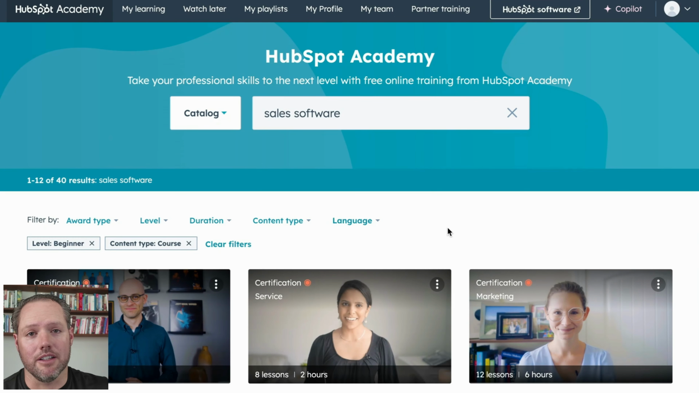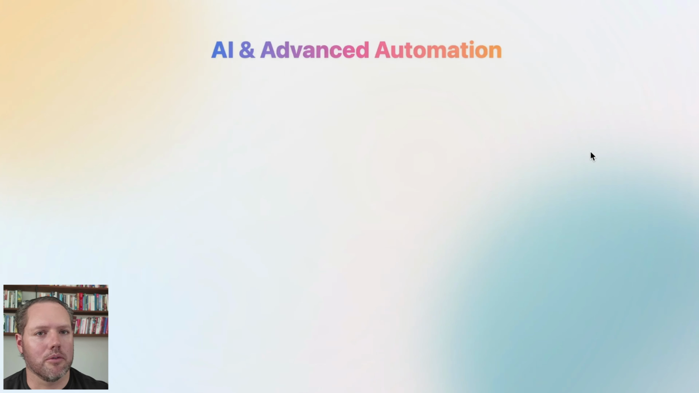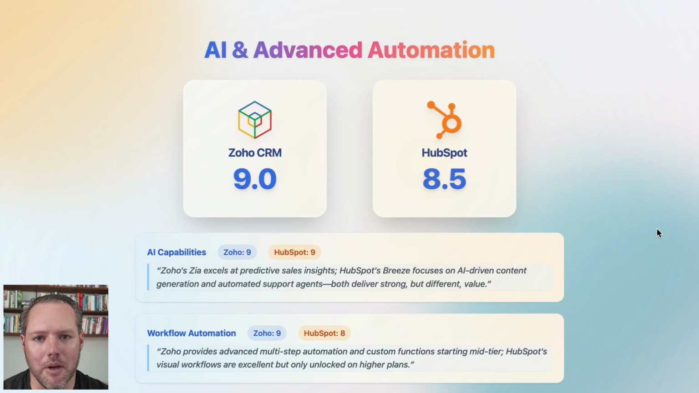So HubSpot gets a high score for its education and just helping people get up to speed and learning how to use the software. Next up, we're going to talk about AI and advanced automation. There's a lot of AI that's been integrated into almost every CRM, but Zoho and HubSpot have done a great job trying to integrate as much as possible.